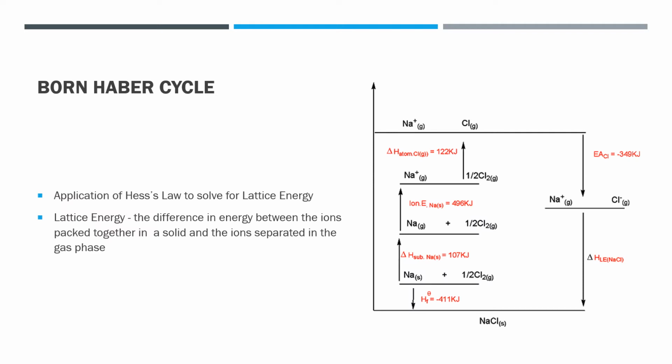Okay, so first I want to talk about the Born-Haber cycle. This is a very important cycle that's used to solve for lattice energies. So what exactly is lattice energy? I've defined it right here. It's the difference in energy between the ions packed together in a solid and the ions separated in the gas phase. So let's again take the example of Na plus and Cl minus.